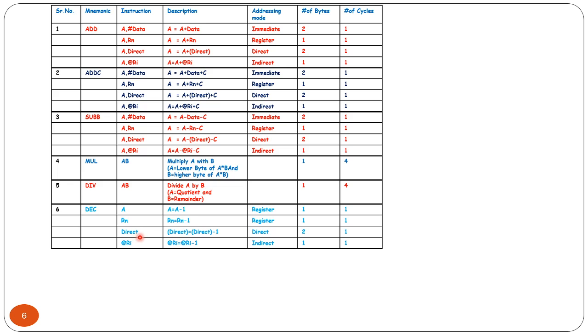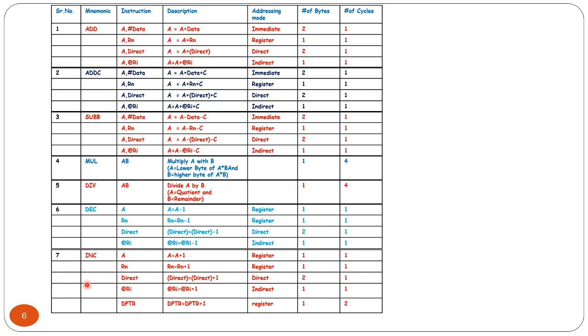Decrement direct, the content of the memory location pointed to by the direct value is decremented by 1, and this direct gives the address of memory. Decrement @Ri, the content of random access memory pointed to indirectly by the Ri register is decremented by 1. So this is the indirect addressing instruction.